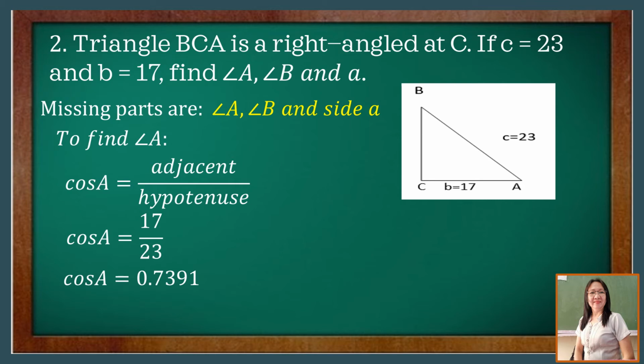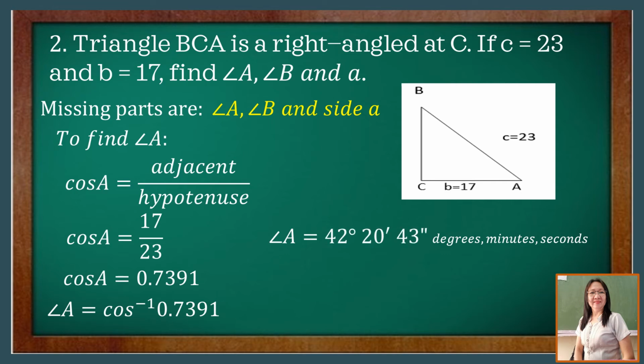0.7391. So using your calculator, by pressing shift cosine, then the value 0.7391, then the equal sign will give us the angle. If the required answer is in terms of complete degrees, minutes, and seconds, the answer will be 42 degrees, 20 minutes, and 43 seconds. But if you are asked to give your answer in degrees and minutes, so looking now at seconds, we have 43 seconds.